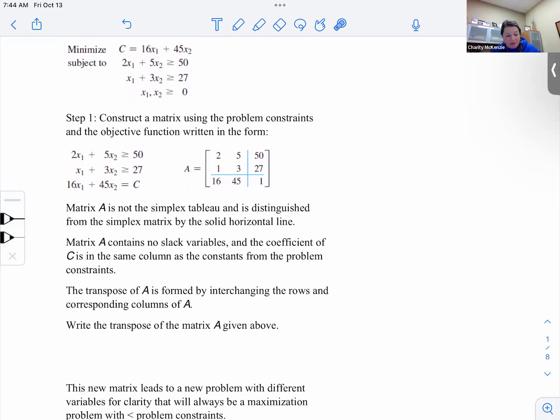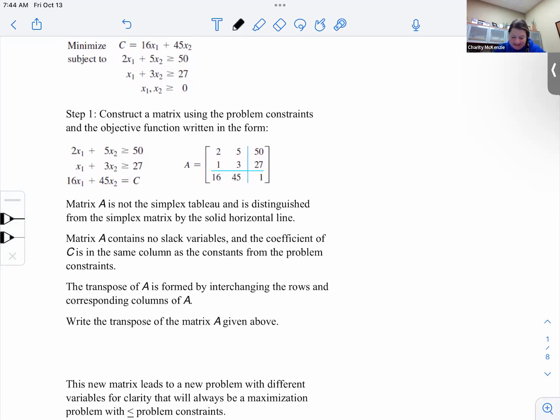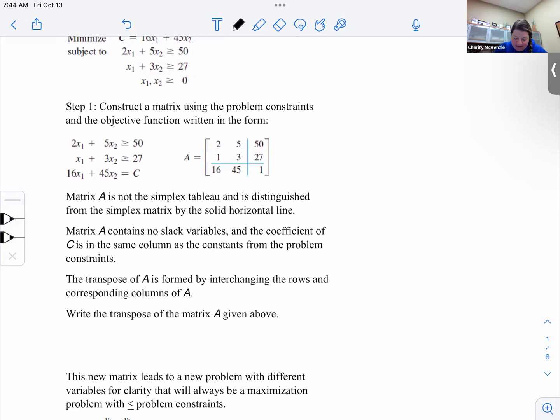Then we're going to transpose our matrix. It didn't leave a very big spot for our transpose, but it looks like this with a T for transpose. And you'll have some homework problems where you just transpose them for practice. Basically, a row now becomes a column. So the top row goes 2, 5, 50. Now it's going to go 2, 5, 50 down. And then the next one went 1, 3, 27. So 1, 3, 27. And then 16, 45, 1.